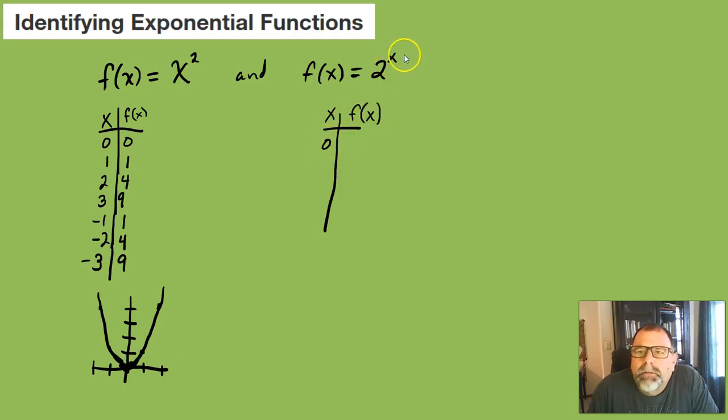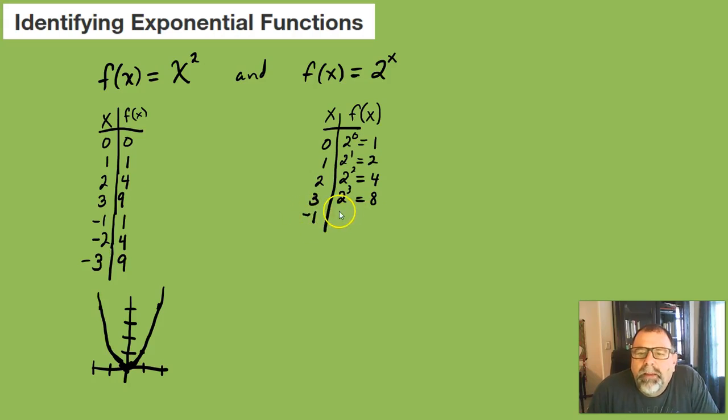So 2 to the 0: anything to the 0 is 1. 2 to the 1 is 2. 2 squared, 2 times 2, is 4. 2 cubed, 2 times 2 times 2, is 8. So we're going to keep doubling this. It'll be 16, and then 32, and so on.